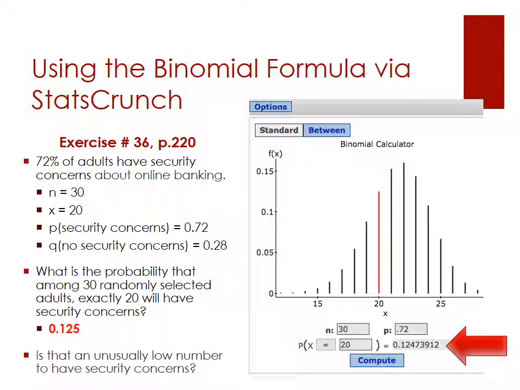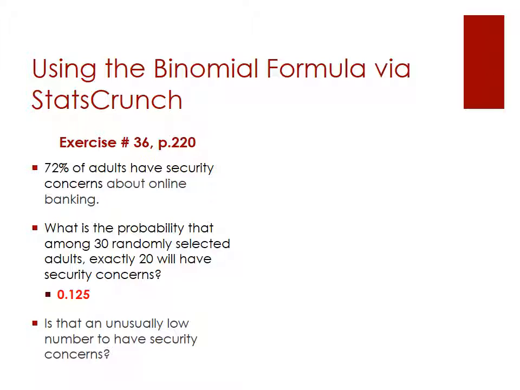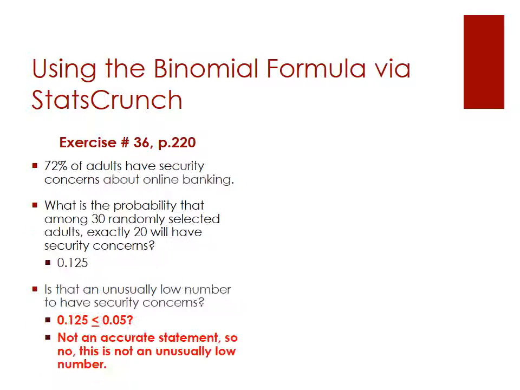Now that we have that, we need to answer our next question: is that an unusually low number to have security concerns about online banking? We're going to use our rare event rule, where we take 0.125 and determine if it is less than or equal to 0.05. Is this an accurate statement? Yes or no? It is not an accurate statement, so no, this is not an unusually low number.